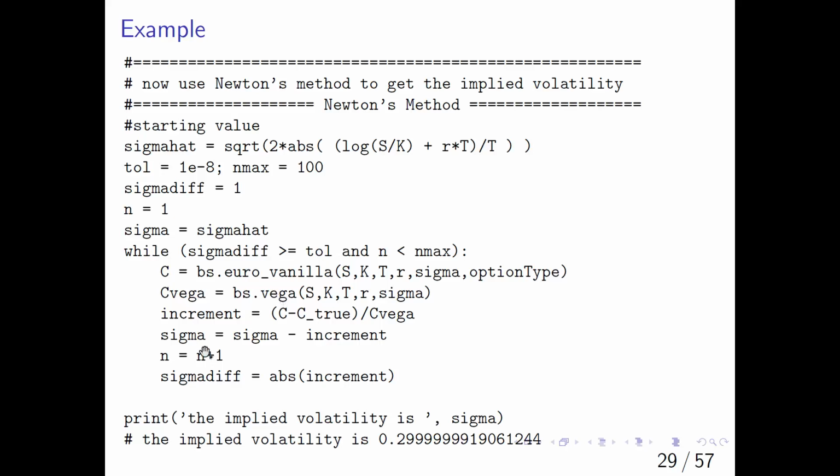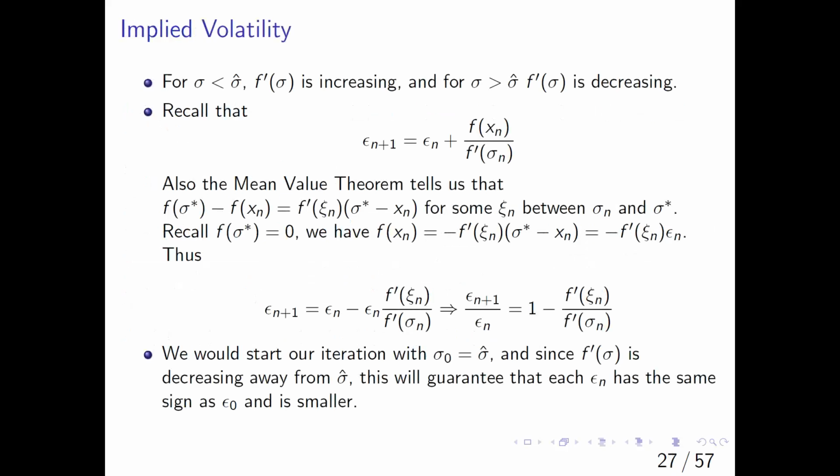Okay? See, first of all, given the current initial guess, sigma hat is my initial guess. Sigma here equals sigma hat. So I plug this initial guess into the Black-Scholes formula. I get the current value, C, based on the current approximation, sigma. Then I calculate the vega. Vega is essentially just the first derivative, okay?